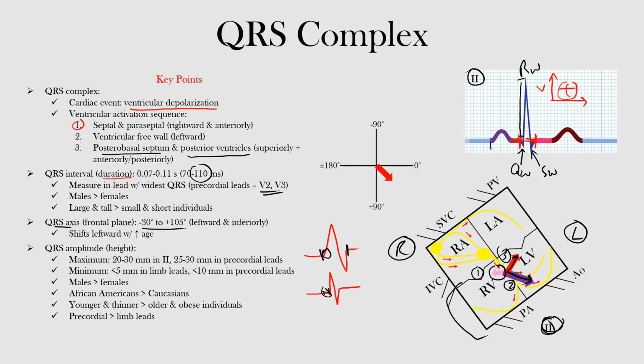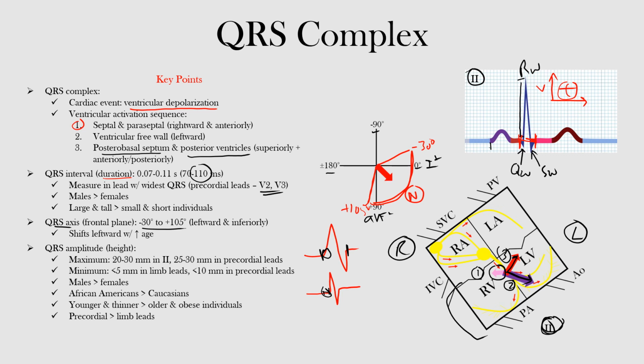To orient yourself, this is 0 degrees, where lead 1's positive end sits. This would be aVF's positive end at +90. We have plus or minus 180 and -90. And we're saying that the normal ventricular axis, or QRS axis, lies from -30 all the way to +105. Imagine about right here. So this whole region here is considered normal ventricular or QRS axis.